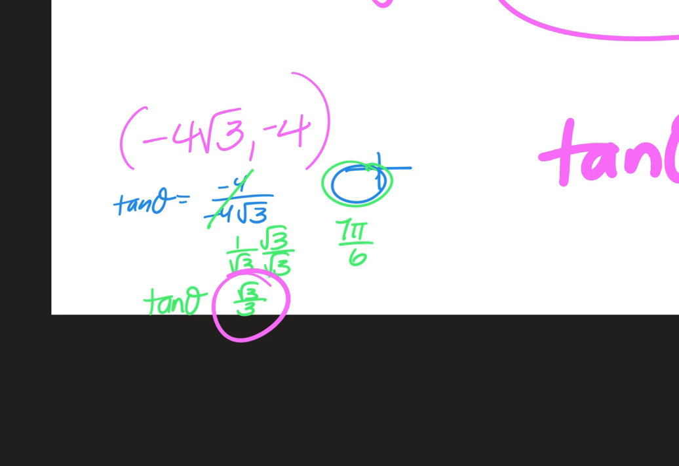So I know it's the pi over 6. I know it's in the third quadrant. And in the third quadrant, where it's the numerator's 1 more, it would be the 7 pi over 6. Does that make sense? Okay.